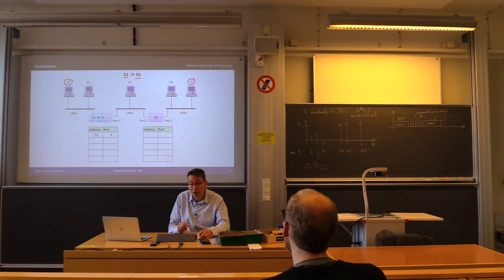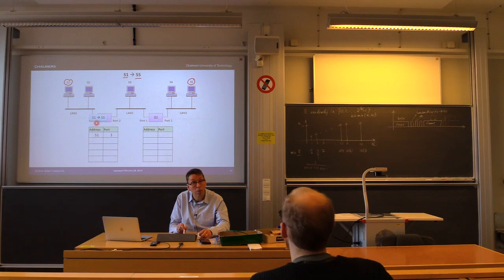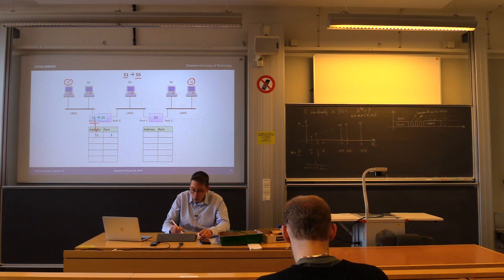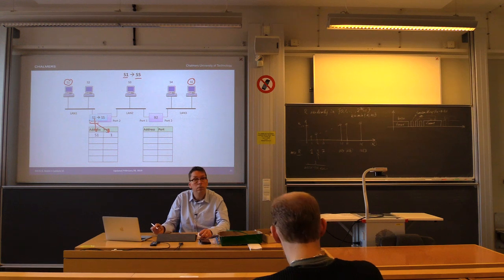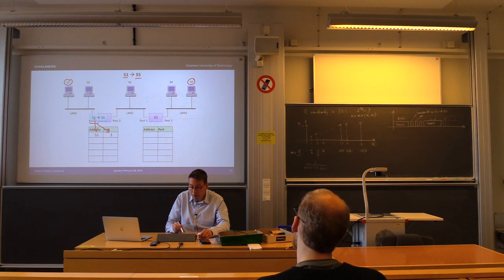And what has the bridge learned? Well, it has learned that there is a node called S1 on its port number 1. So it knows that S1 is on port 1. This is what the bridge knows at the moment. However, it doesn't know where S5 is because S5 is not in the table here.